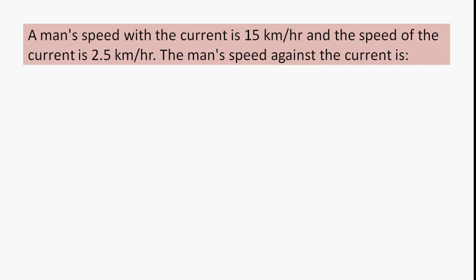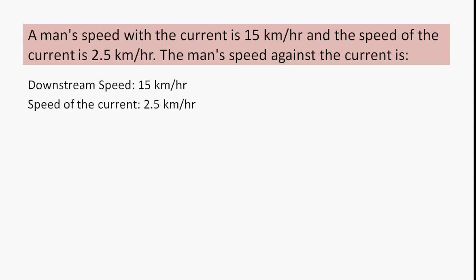We are given that the speed of the man with the current, that is the downstream speed, is 15 km per hour. Also it is given that the speed of the current is 2.5 km per hour. I have already discussed in part 1 of this video series that we denote the speed of the boat in still water as x and the speed of the current as y. We need to find the upstream speed in this question, and let us take a quick look at the trick to be used to solve this question.